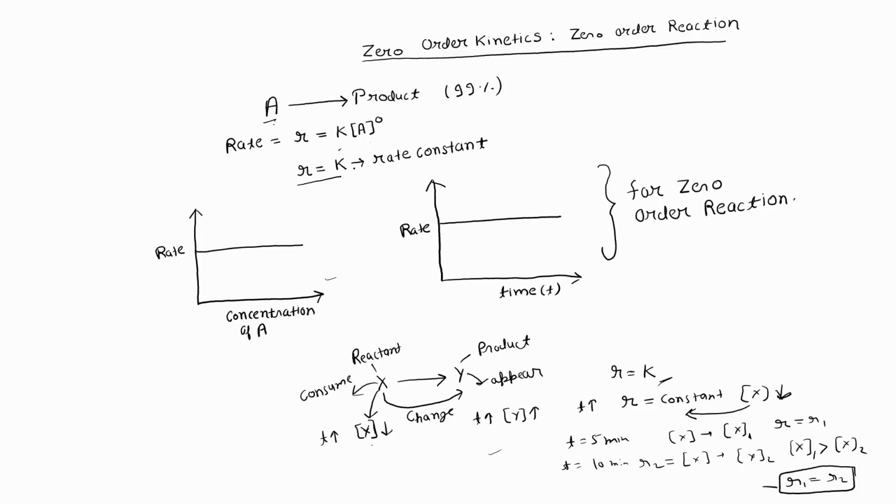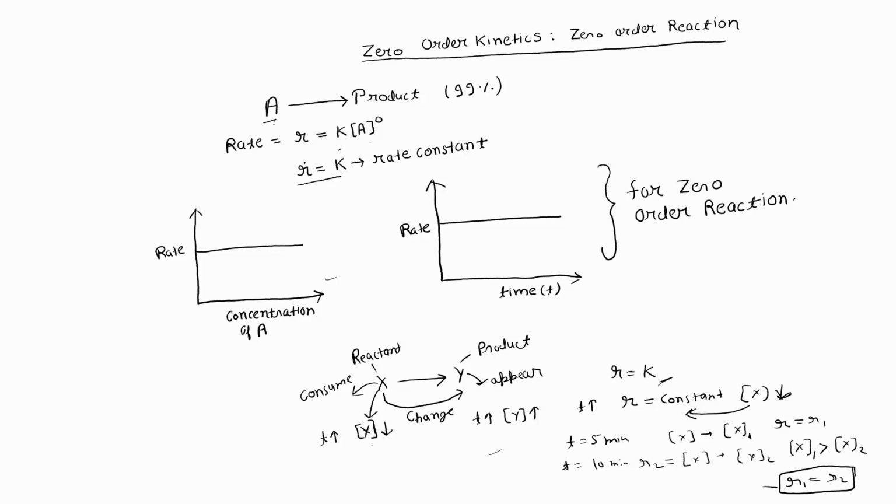So k is constant here, and since k is constant, rate should be constant with respect to the concentration of A. Rate is constant with time also, because there is no time term in the rate expression. So for zero order reaction, we have seen that rate is constant with respect to time and with respect to the concentration of reactant.